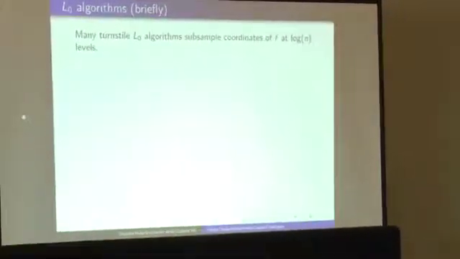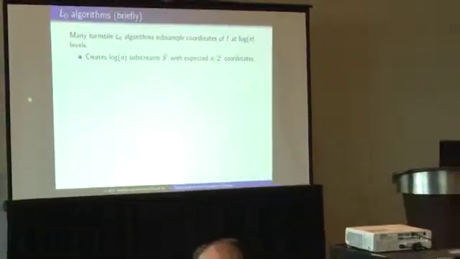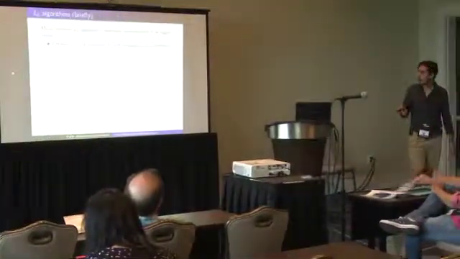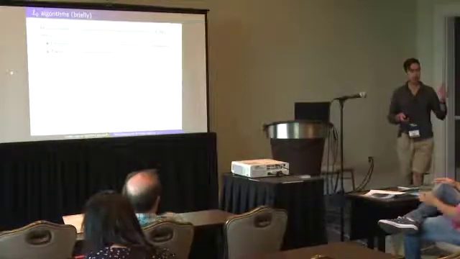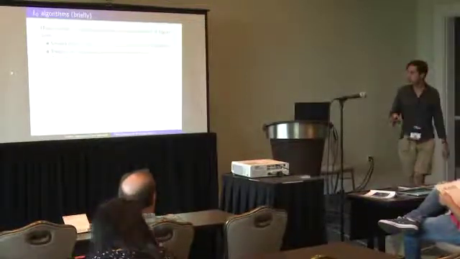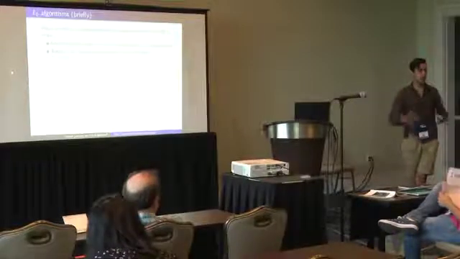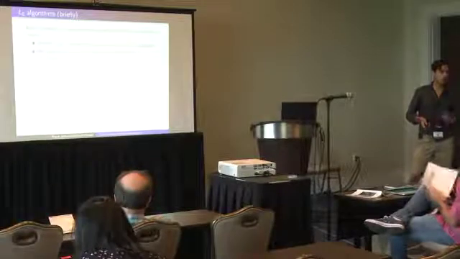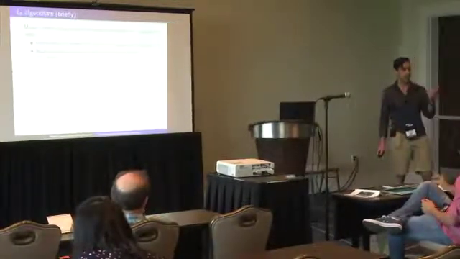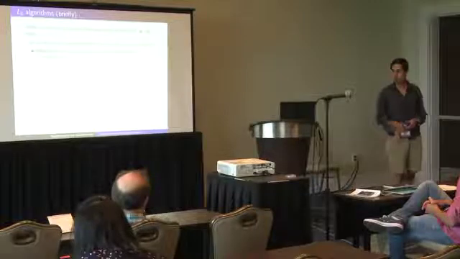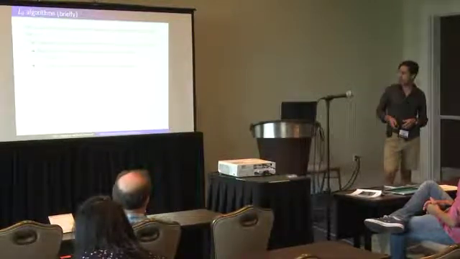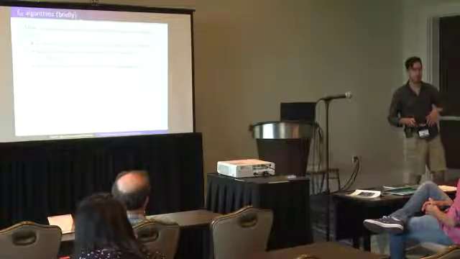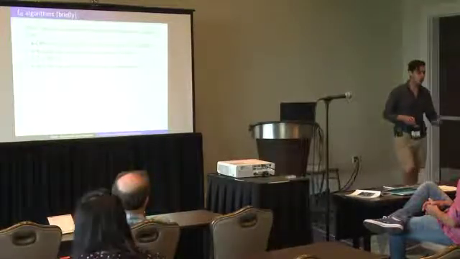Many turnstile L0 algorithms do the following thing. They create log n substreams corresponding to log n levels of subsampling, where at each level of subsampling, you have an expected n over 2 to the I coordinates remaining. They run a data structure on every single one of these streams, and then at the end of the stream, they find the substream that corresponds to a guess, so that the L0 is approximately a constant number of non-zero coordinates in that substream. And then they use their data structure to solve the problem. The issue is, of course, that the L0 can be anything. It can be anywhere from 1 to n, so you need to remember all the substreams.